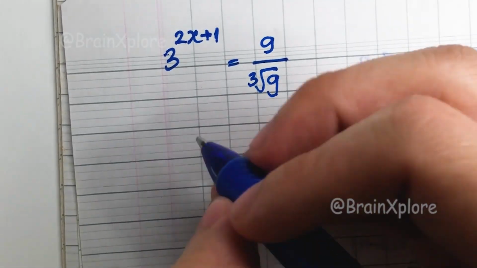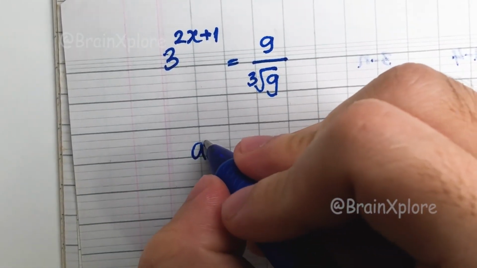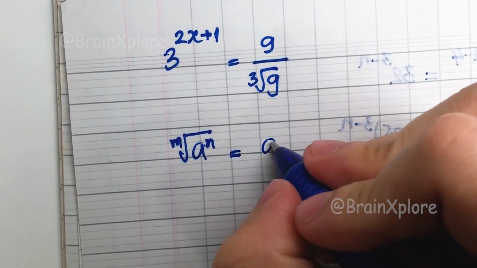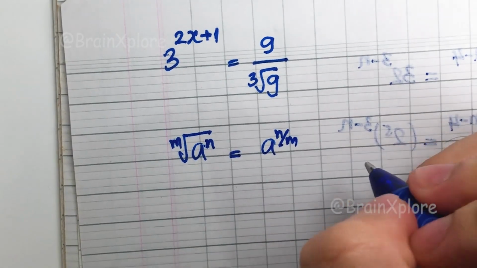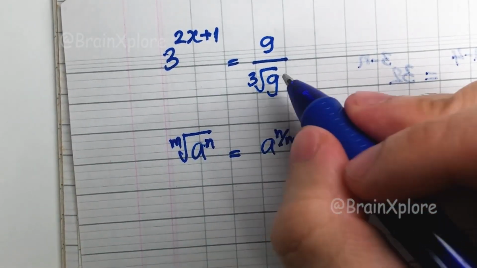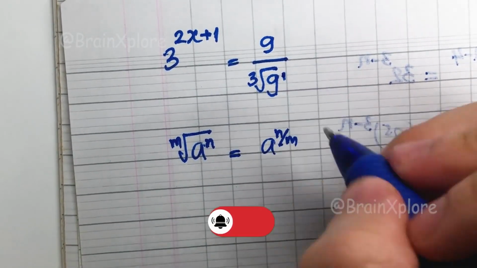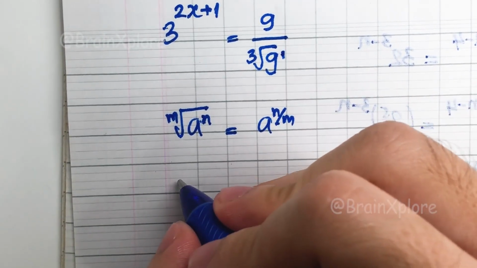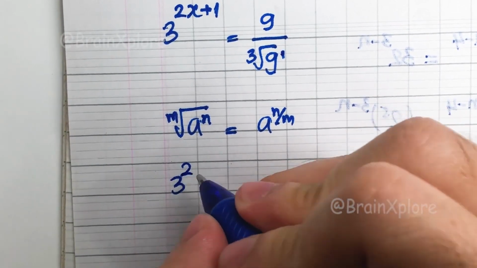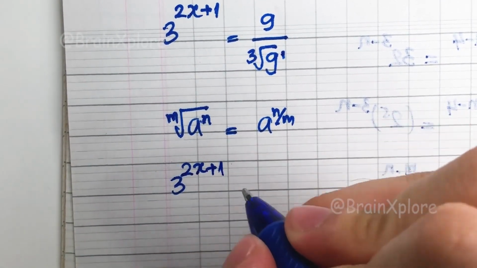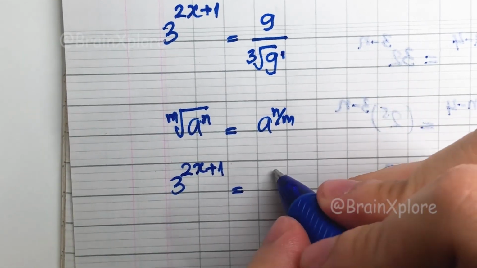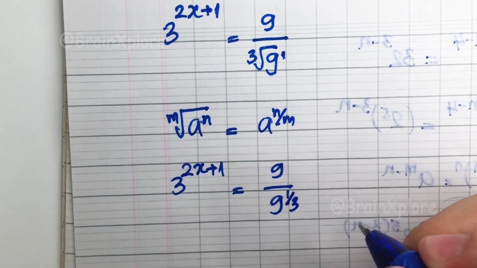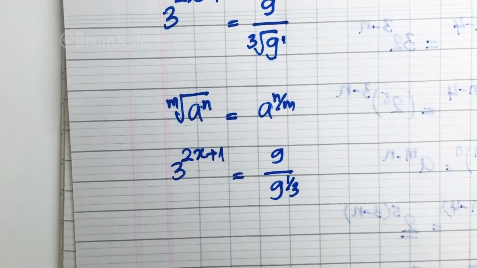Look at this equation. So how to solve that? The first thing we're going to apply is the rule: the m root of a powered by n equals a powered by n over m. Okay, so we're going to apply it on this equation. By default, it's going to be 9 powered by 1. So now we're going to write out 3 powered by 2x plus 1 equal to 9 over 9 powered by 1 over 3, or we call this a rational exponent.